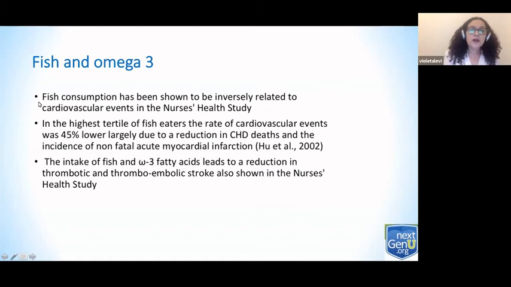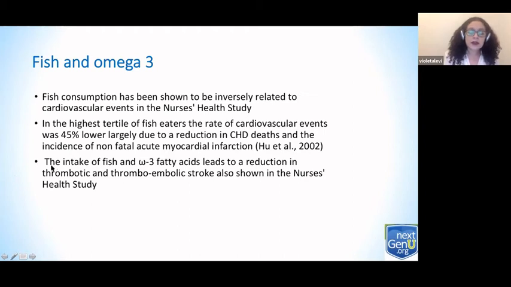Fish consumption has been shown to be inversely related to cardiovascular events, and it was demonstrated in the Nurses' Health Study. In the highest category of fish eaters, the rate of cardiovascular events was 45% lower, largely due to the reduction in coronary heart disease rates and the incidence of non-fatal acute myocardial infarction. This was published in 2002.